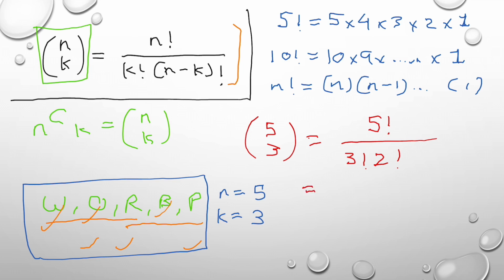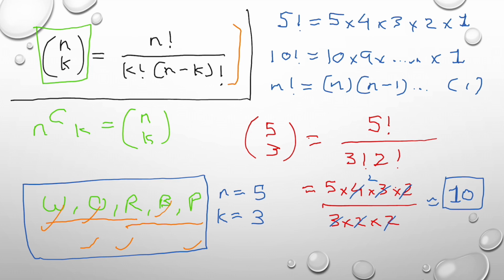If I expand this, I have 5 times 4 times 3 times 2, the 1 is insignificant, over 3 factorial, which is 3 times 2, times 2 factorial, which is 2. If I start cutting down, I can cut down a 2, I can cut down a 3, I can cut down this 2, and I'll get 10. So there are 10 possible ways in which you can pick 3 objects out of 5. That is what is meant by n choose k, nCk, and it is very useful in the binomial formula, especially from your test perspective. And I hope that was clear.